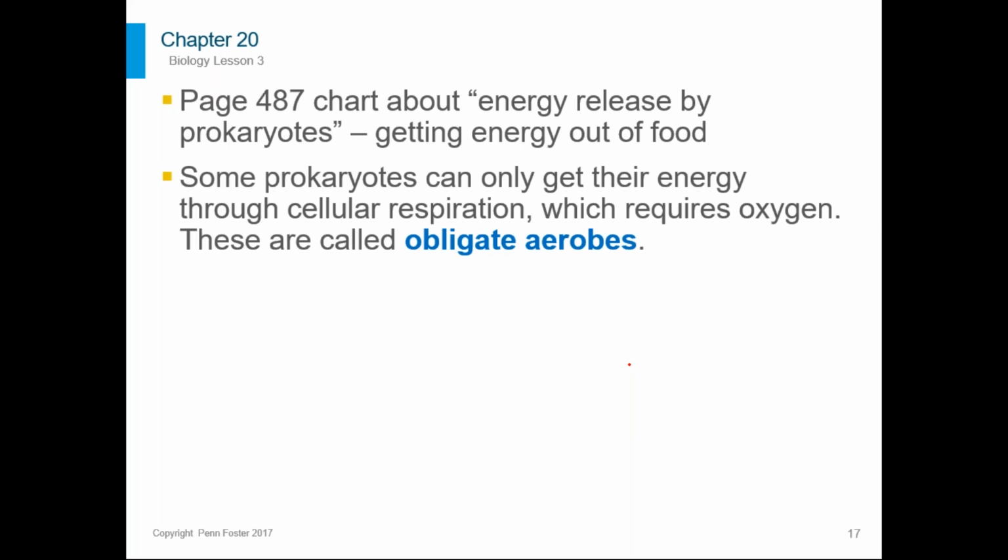Cellular respiration uses oxygen. And some prokaryotes can only get their energy this way, through cellular respiration. So they require oxygen. And because they require oxygen, they are called obligate aerobes. Okay, so obligate means they need to, like think of the word obligated, something you have to do. And aero is air or oxygen. So these are obligate aerobes. They need oxygen to live.